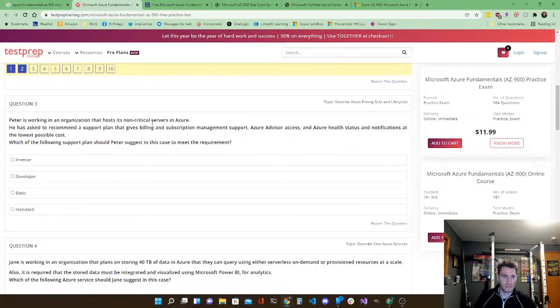Non-critical servers. Let's see here. Here's a support plan that gives billing and subscription management support, Advisor Access, and Azure Health Status and notifications to the lowest possible cost. So some of this type of stuff sounds like some add-ons, some additional monitoring management tools, even though it is for non-critical servers.